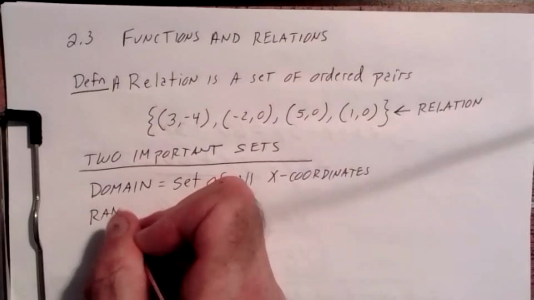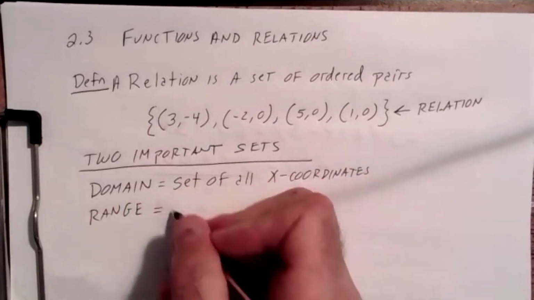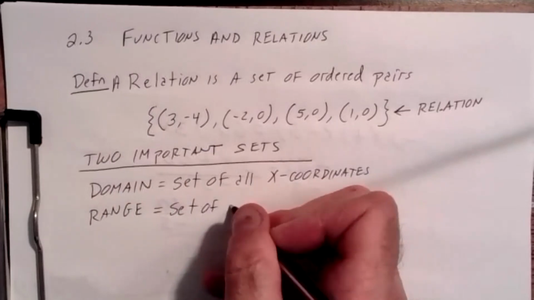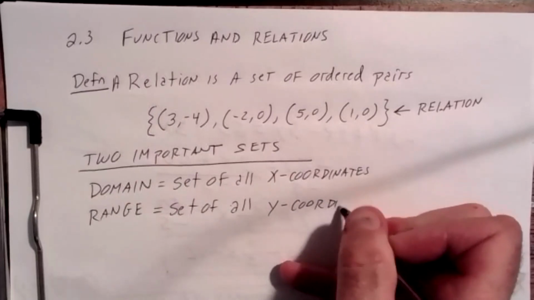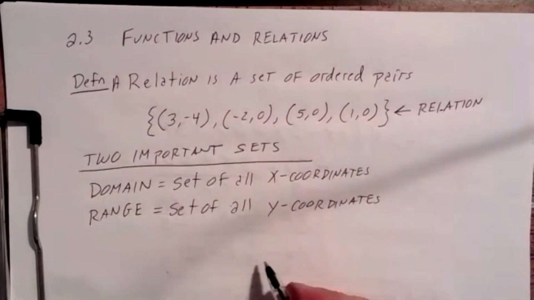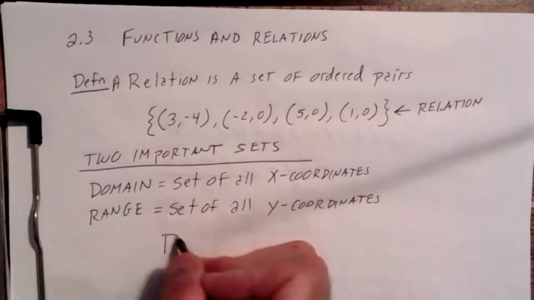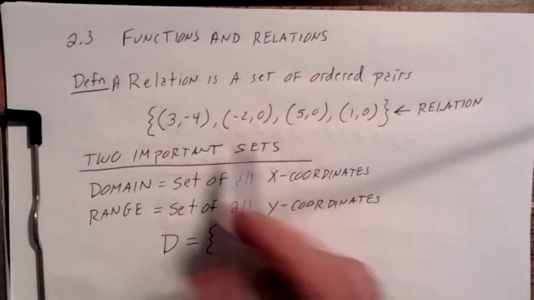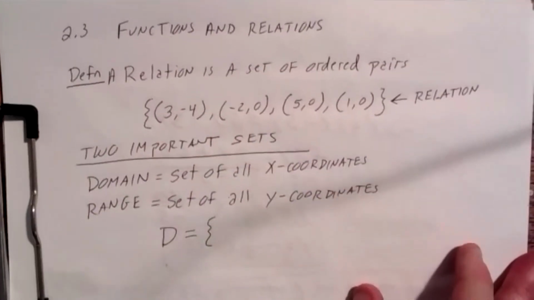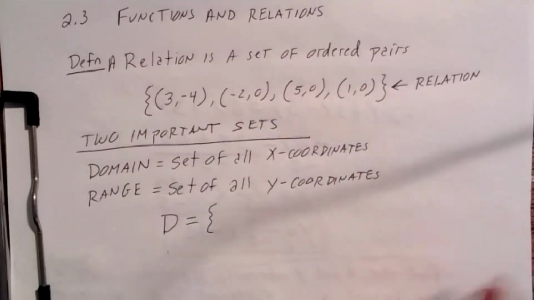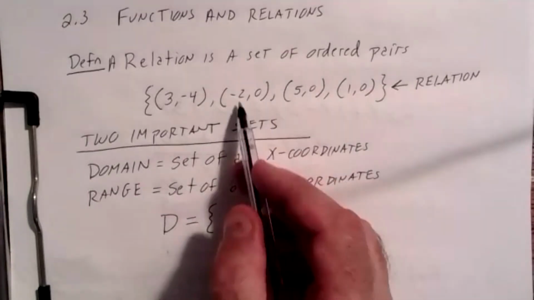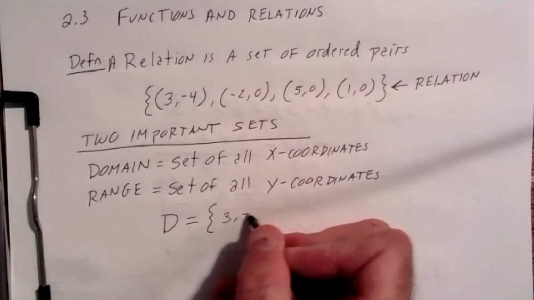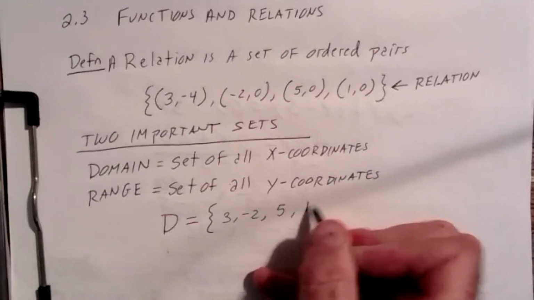What's a range of a relation or a function in mathematics? It's a set of all y coordinates. So what would be the domain, ladies and gentlemen, represented by uppercase D here? What's the domain of this relation up here? What's in my domain for this relation? That would be all the x coordinates, which are 3, -2, 5, and 1.